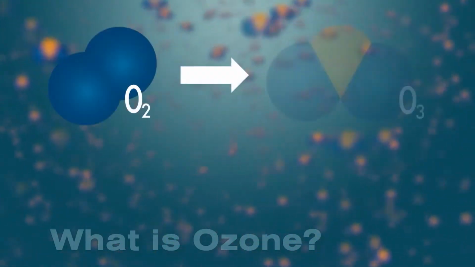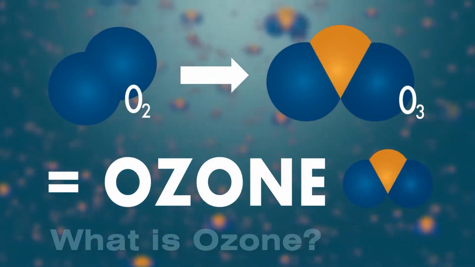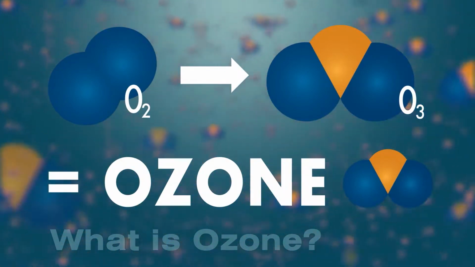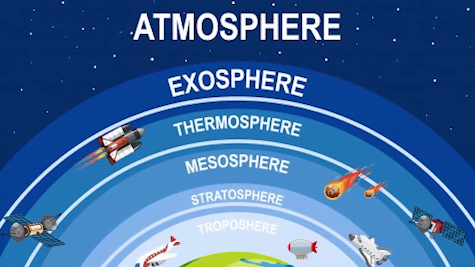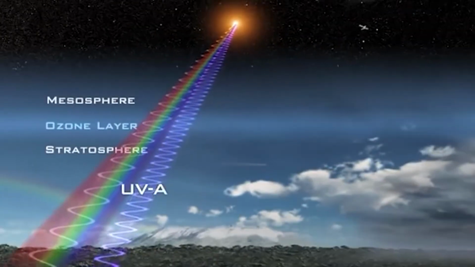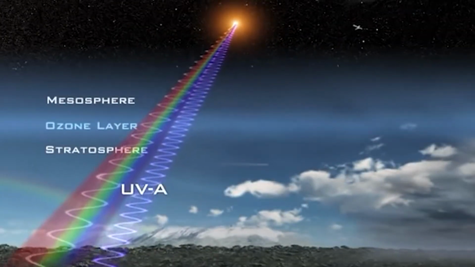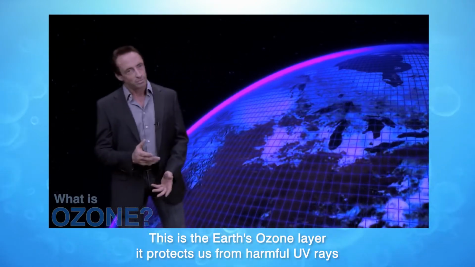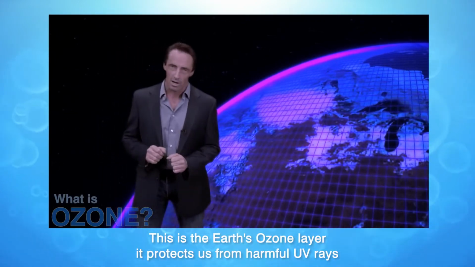What is ozone? Ozone is a colorless gas made up of 3 oxygen atoms, O3. It occurs naturally in small amounts in the upper atmosphere, the stratosphere. Ozone protects life on Earth from the sun's ultraviolet radiation. This is the Earth's ozone layer. It protects us from harmful UV rays.